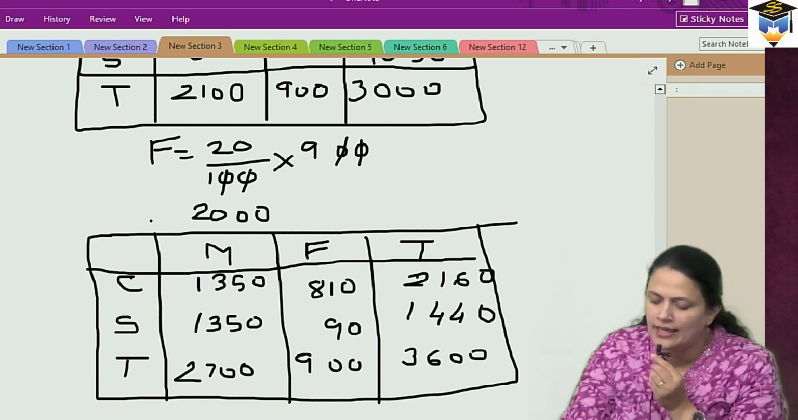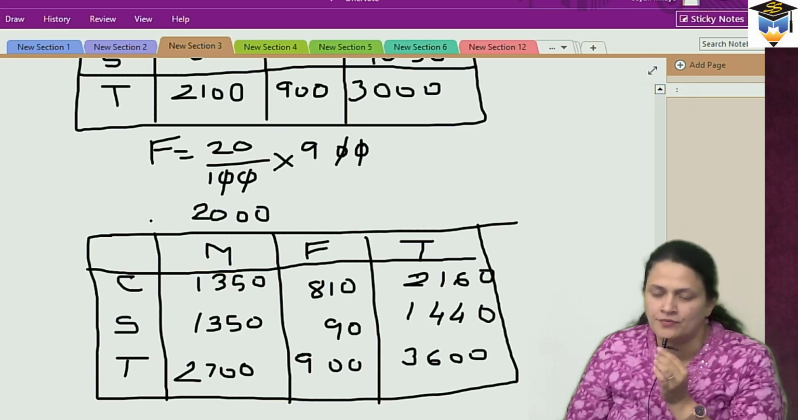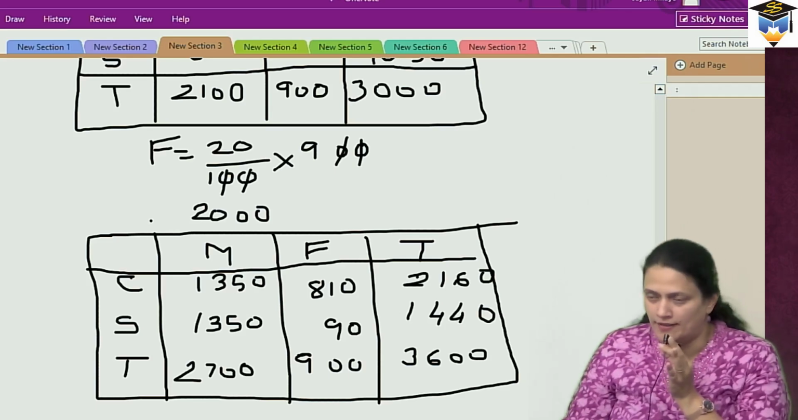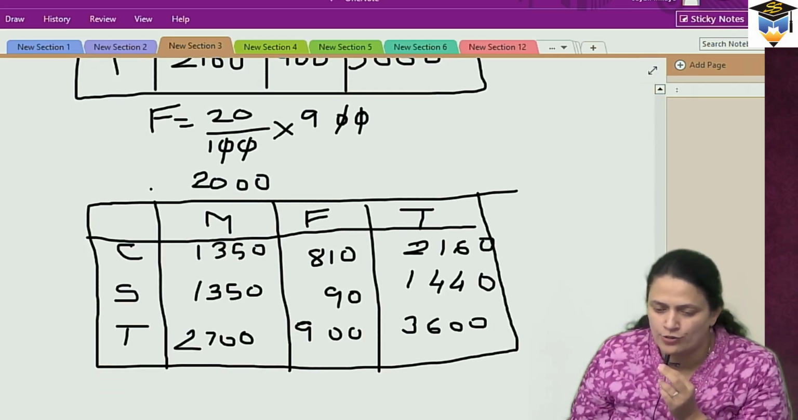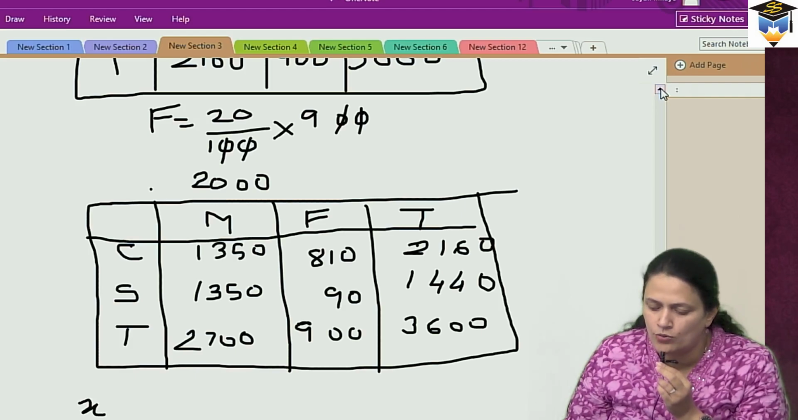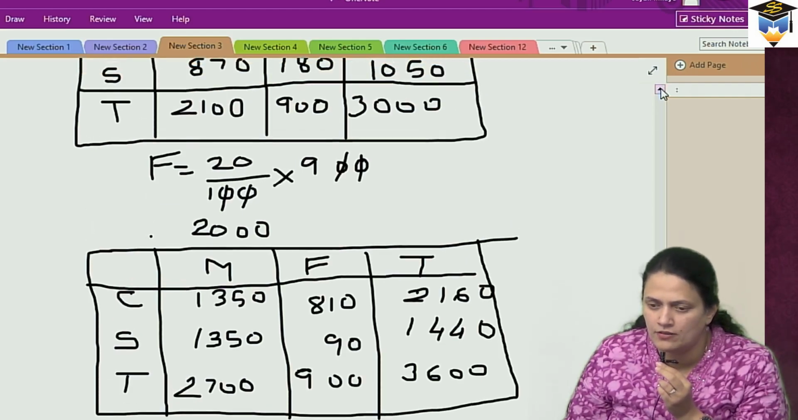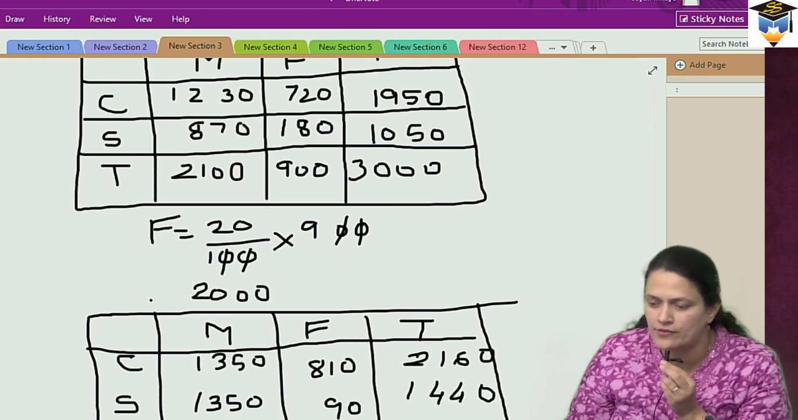Now, they have told us to find out the ratio of commerce and science female students after combining. So combine both the years. What is the ratio now? How do we calculate the ratio? X is given as, tell me the number of females who read commerce. So that is 720 plus 810. So these females and these females who read commerce we are going to add first.